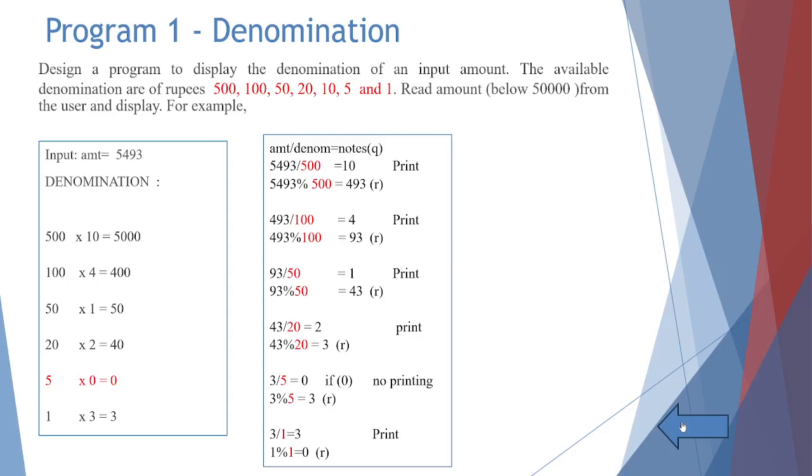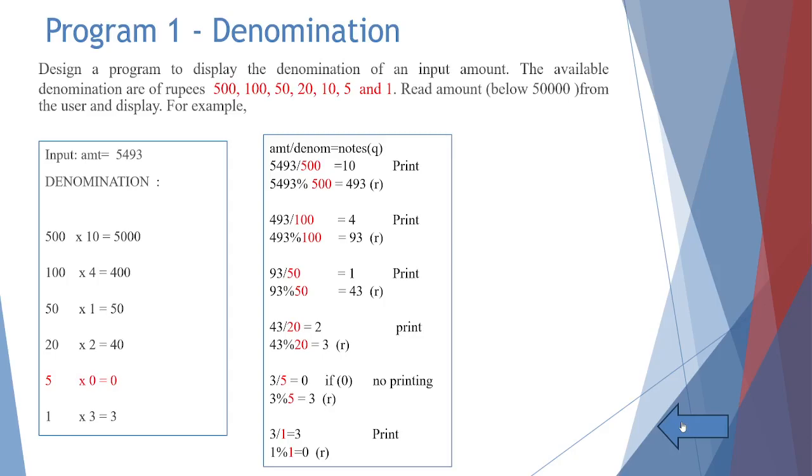Then we use the modulo operator to find out the remainder. Remainder is 493. So the amount in the first case is 5,493. In the second case, 493 only. Divided by 100, then 4 rupee notes, 400 rupees. So print it. Then to get the remainder, modulo operator, 93 is the remainder.